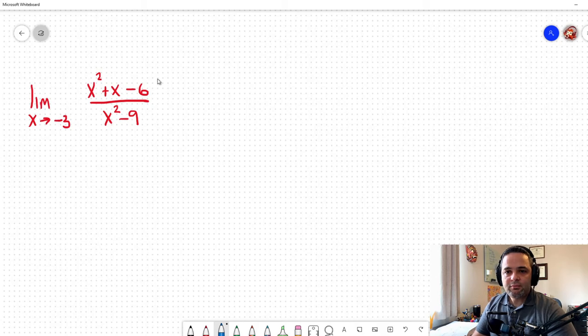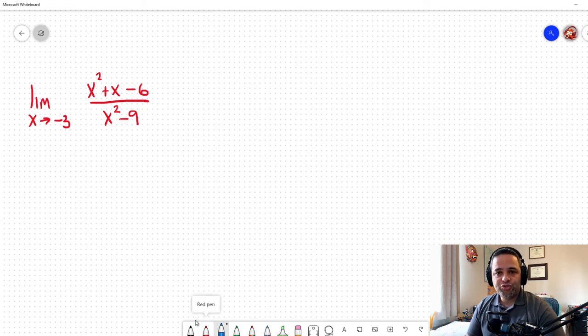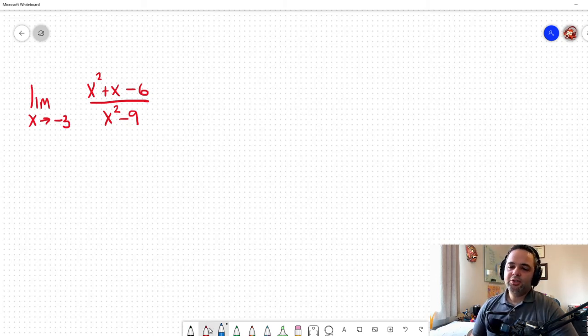So again, I have here this limit expression. I always try first to see if I can do this via direct substitution. So am I going to get an indeterminate form if I just directly plug it in? I'm going to go ahead and plug in my -3.